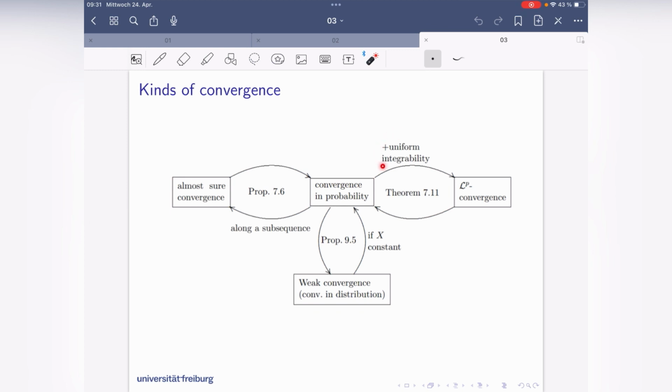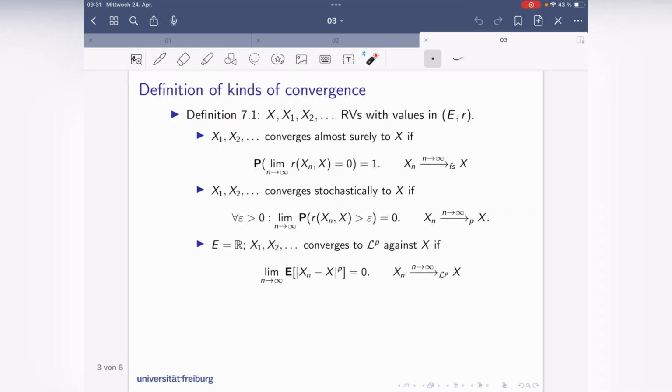We have something here, uniform integrability, which you do not know, which we have to learn. And the weak convergence stuff comes later in chapter 9. I will come back to that. So let's start with some definitions.